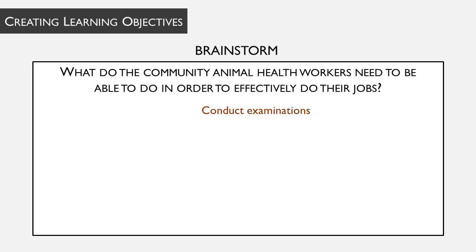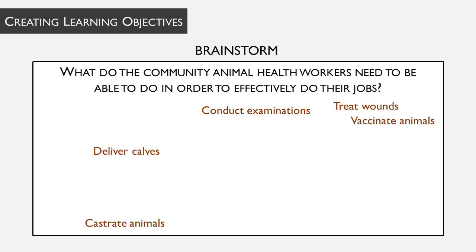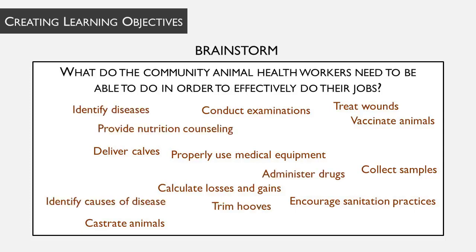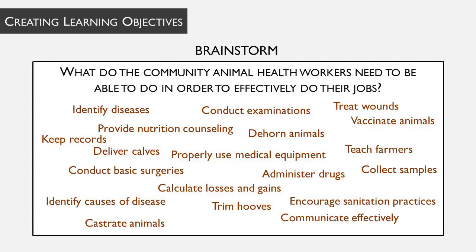So in our example, we might include conducting examinations, delivering calves, castrating animals. In some countries, community animal health workers also give vaccinations, how to use medical equipment, collecting samples, calculating losses and gains, encouraging sanitation practices, nutrition counseling, administering drugs, and so on.